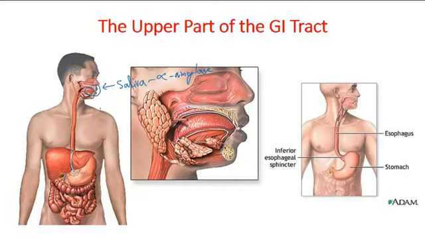The bolus is partially digested, because it's mixed with amylase. This partially digested bolus of food is then moved from the mouth to the esophagus. The esophagus is the connecting tube between the mouth and the stomach.